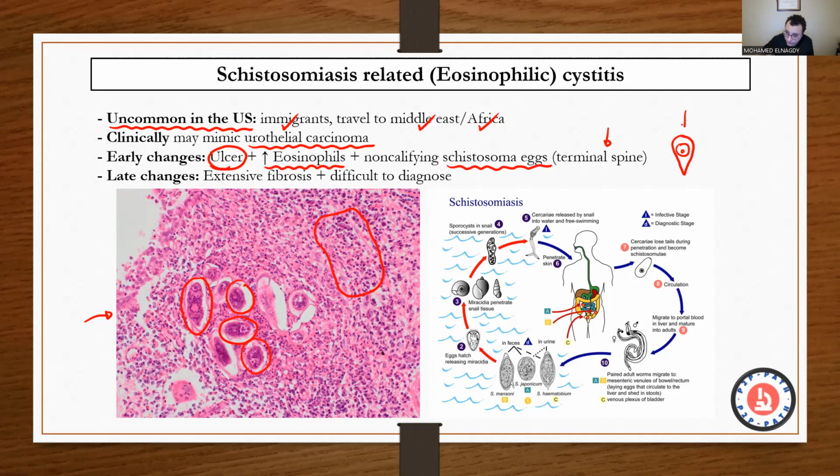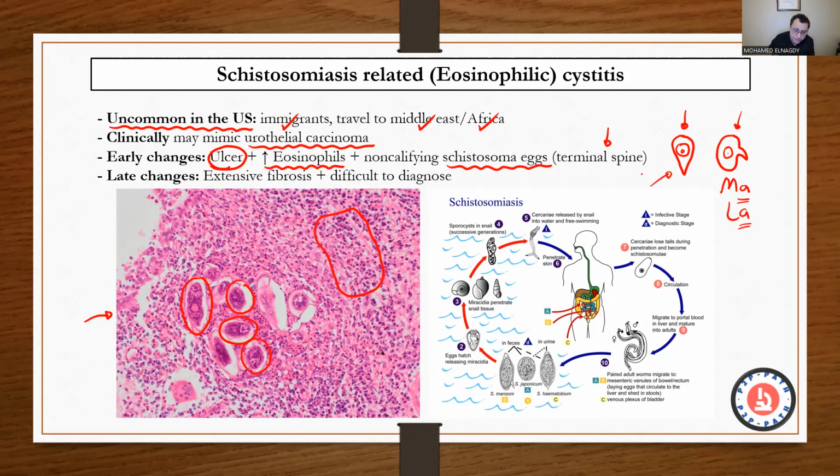The mansoni, this is the haematobium. The mansoni egg usually has this characteristic lateral spine. This is the mansoni, and the haematobium usually has a terminal spine. You remember that I always say mansoni has a lateral spine, and the haematobium is the one which has a terminal spine, or spine facing downwards.